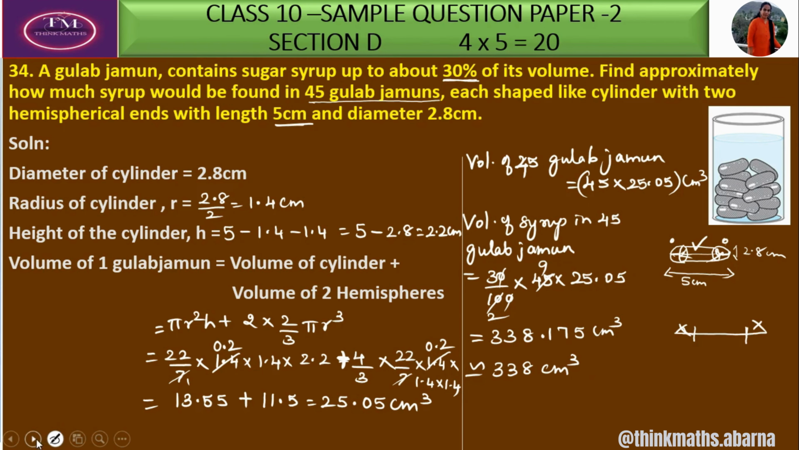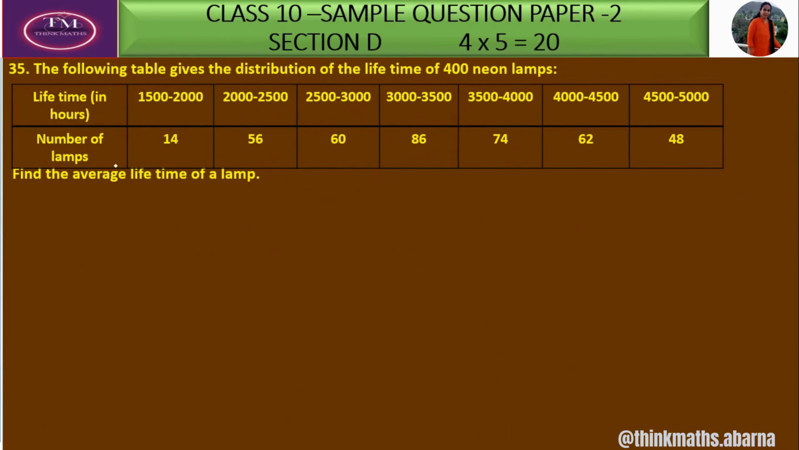So moving on to the last question for section D. This is based on statistics. The following table gives the distribution of the lifetime of 400 neon lamps. They have given the distribution table and we have to find the average lifetime of a lamp. That is, we have to find out the mean.